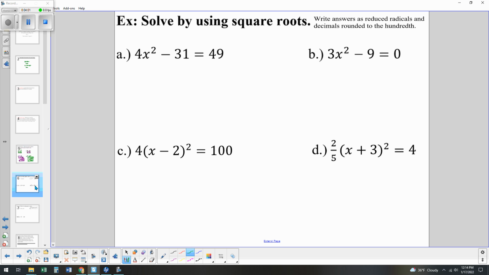For these, the x or the part that's being squared is not alone. So we want to get it alone before we do anything else. So here, pretending this was just a regular x, I would have to get rid of the minus 31 first. So we'd plus 31. So now I have 4x squared equals 80. I would divide both sides by 4. So x squared is 20. And now I have the x squared isolated.